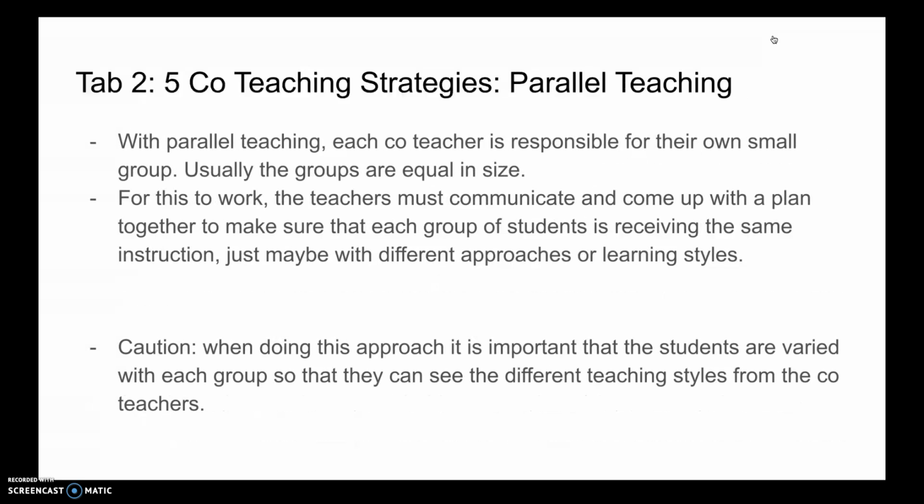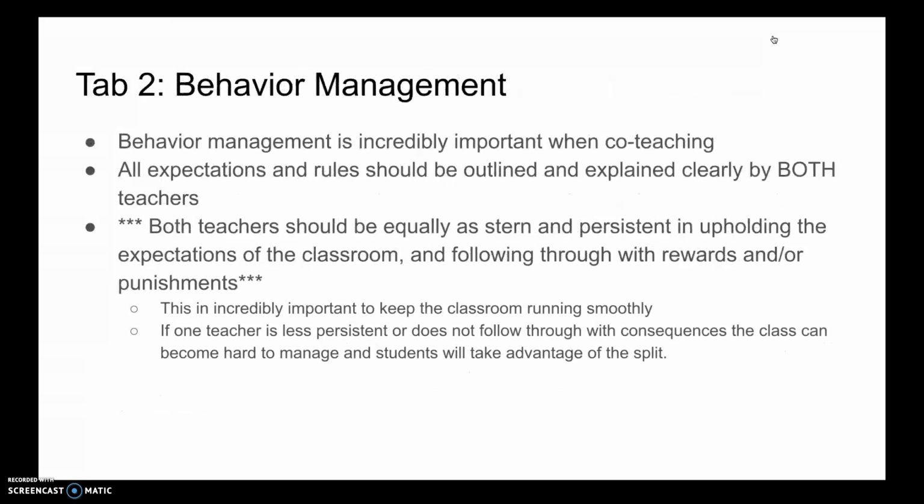And so the last co-teaching strategy is parallel teaching, which is kind of similar to alternative teaching, except the groups are usually more equal in size and the teachers communicate to plan who's in each group in order to make sure that the students are receiving the same instruction just in whichever way reaches them best. And a caution for this approach is that if the students aren't varied within the groups, they will see the same teaching style every time. And again, it kind of defeats the purpose of the co-teaching classroom.